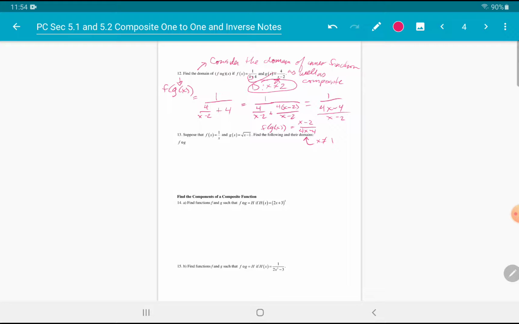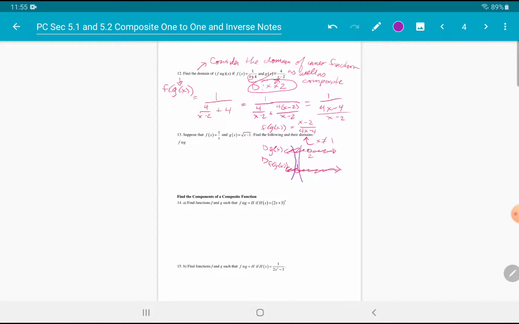Okay, so in terms of putting it all together, we know that the domain of g of x is basically going to be everything except 2. Okay, and then the domain of f of g of x is going to be everything except 1. So we want everything that overlaps these two domains. We can see the overlap occurs here, but then because x cannot equal 1, we have to stop it there.